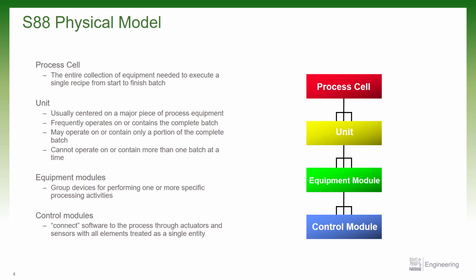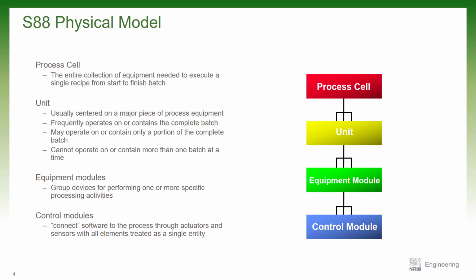First, there is the process cell, which is an entire collection of equipment needed to execute a single recipe batch from start to finish. A unit is usually centered on a major piece of process equipment. It frequently operates on or contains a complete batch, may operate on or contain only a portion of the complete batch, and cannot operate on or contain more than one batch at a time.